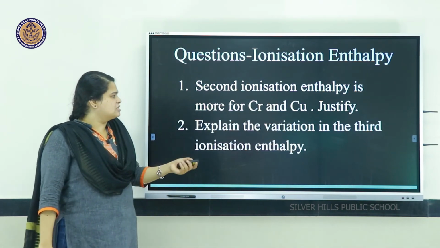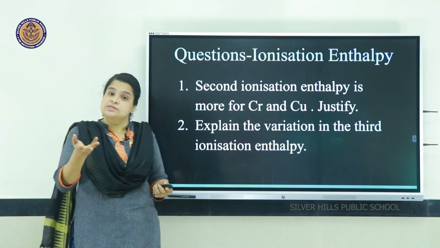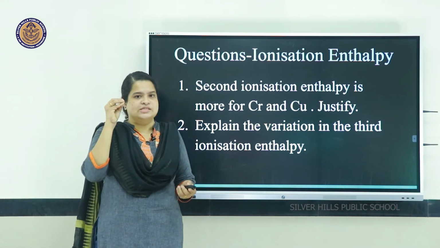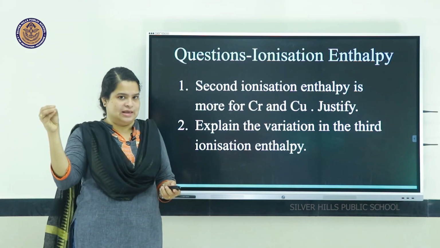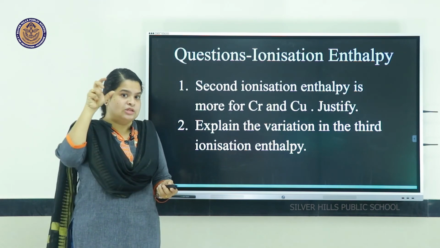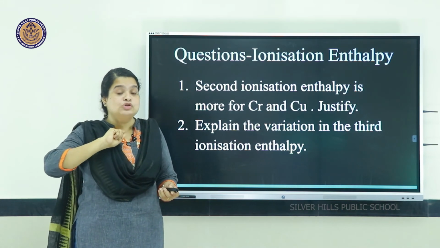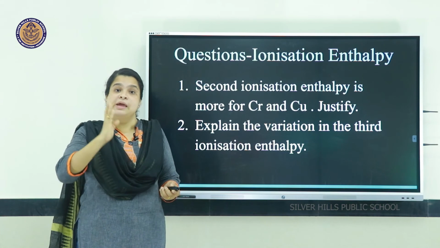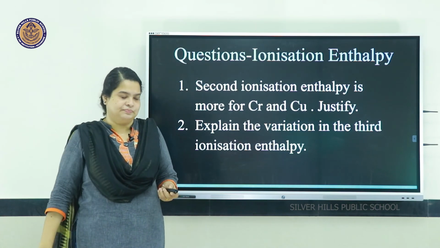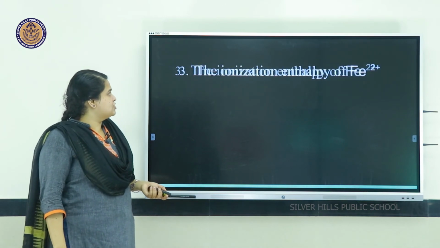Second question, explain the variation in the third ionization enthalpy. For this, what is third ionization enthalpy? You are taking the electron from M2+. So when you take the electron from M2+, which are the ones having stability? Mn and Zn. So when you show the graph, you have a peak at Mn and Zn. Next, we will move on to the other questions of ionization enthalpies.